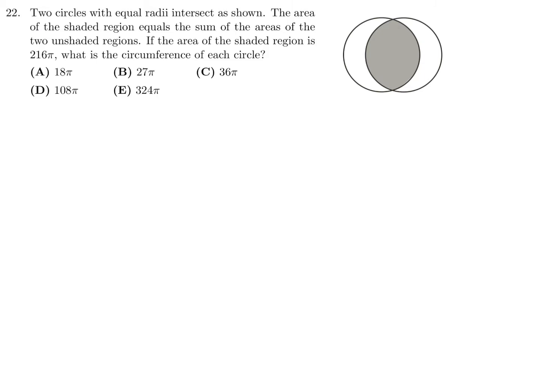Let's label this. The shaded region I'll call S for shaded, and the unshaded regions I'll call U for unshaded. And what they're saying in the question is that the sum of the areas that are unshaded, so 2U, is equal to the shaded region in terms of the areas. So that's our first equation.